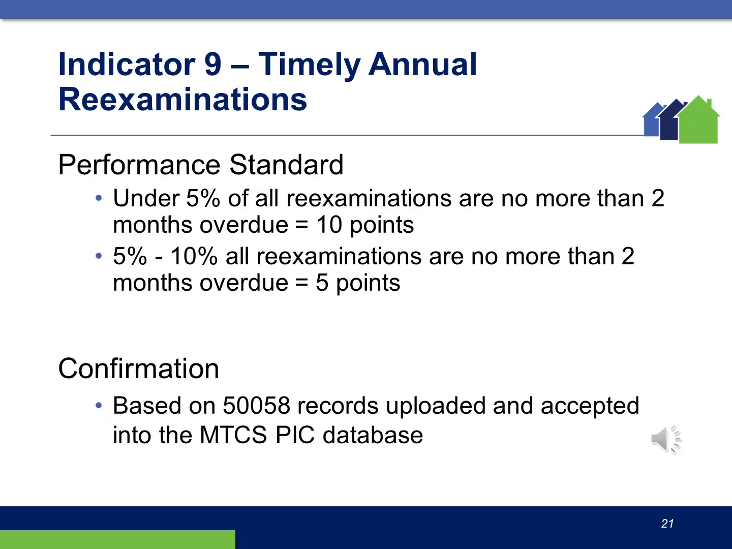Indicator number 9 measures whether annual reexaminations are timely. The standard for annual reexaminations is that a 50058 must be completed in the system of record for each active household within 365 days of the effective date of the prior annual reexamination. If under 5% of all reexaminations are no more than 2 months overdue, the PHA receives 10 points. If 5 to 10% of all reexaminations are no more than 2 months overdue, the PHA receives 5 points.